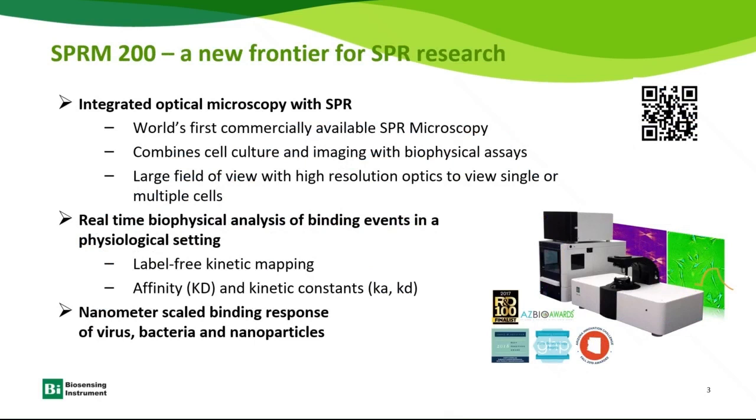SPRM is a label-free technique that allows you to directly culture cells onto the SPR chip surface. Therefore, you can study the binding kinetics with membrane proteins directly on the cell surface, close to their physiological conditions. It can provide real-time analysis and give you the binding parameters, including the association and dissociation rate constants and the binding affinity. It can also be used to study nanostructures and nanoparticles, including species like viruses, bacteria, and so on.